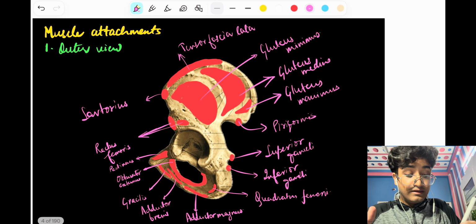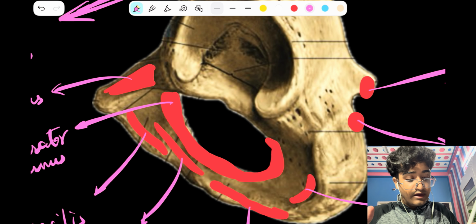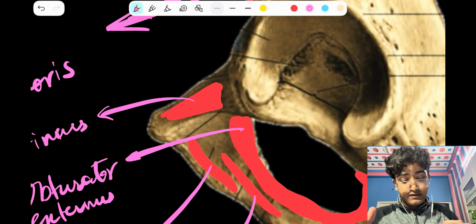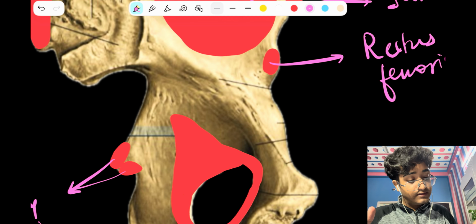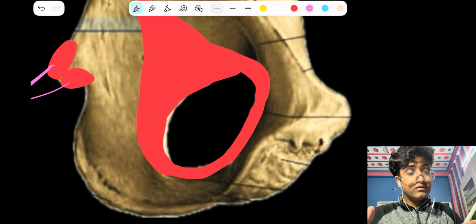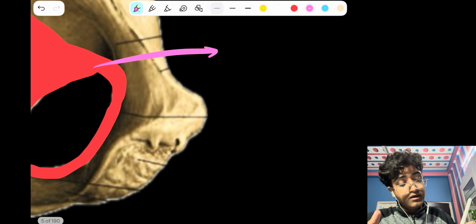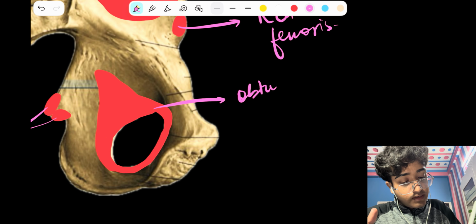And just as we saw that in the outer aspect, the obturator foramen has the attachment of the obturator externus muscle, so in the inner aspect we have the attachment of the obturator internus muscle.